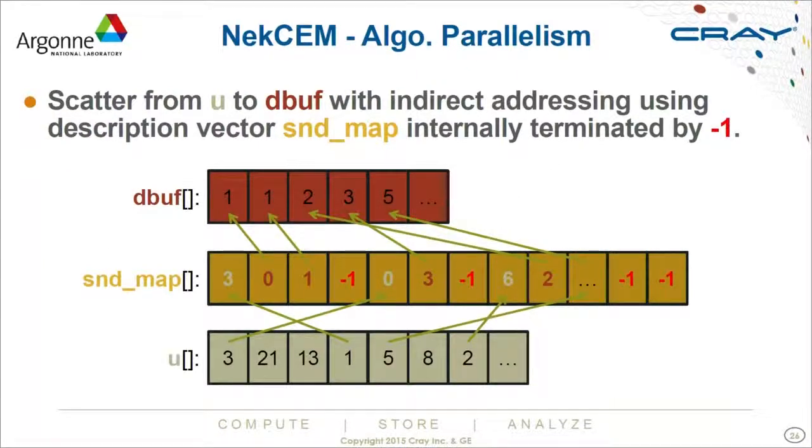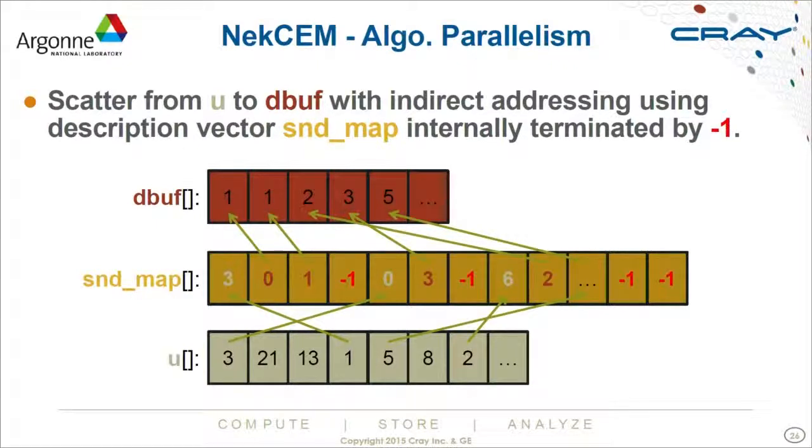So I guess I'll talk a little bit about this. This is just one of the scatter operations, and the idea is that the data is coming from this bottom array U, and this description vector, you could call it a send map, is telling the scatter where to put the data from U. So for one particular example, we'll look at this first one.